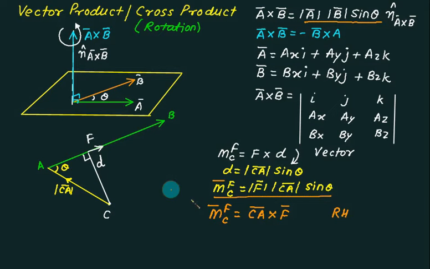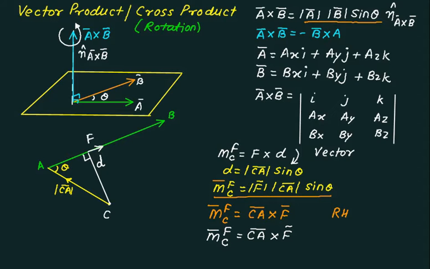Now how are you going to remember? You will remember like this: moment of the force about C. So your first letter is C. The second letter is any end point of force F, either A or B. So this time I will write CA cross F bar. Now the second is also true. Why is the second true?